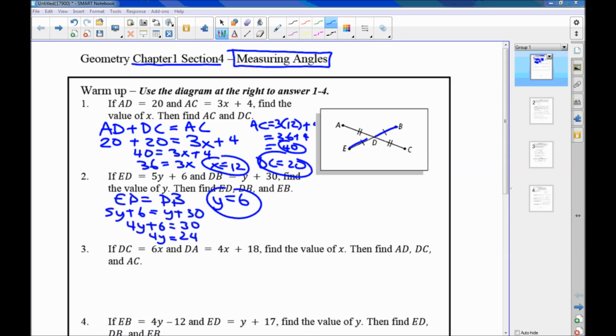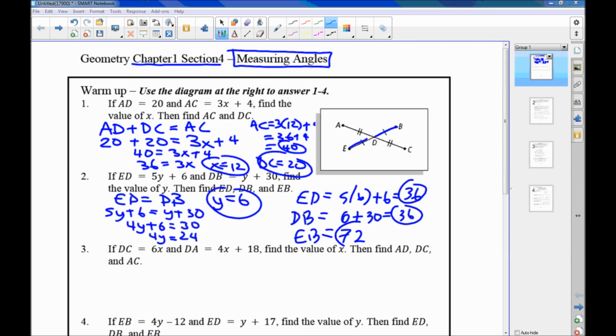ED, okay, well, that means I got to plug 6 back in here. So 5 times 6 plus 6, that's 30 plus 6 for 36. DB, I'm going to plug it in just to check myself algebraically that I did it right. So 6 plus 30 for 36. This is good. They're supposed to be the same. And that means that EB, the big one, should be those two added together, which makes 72. So there's all three answers.